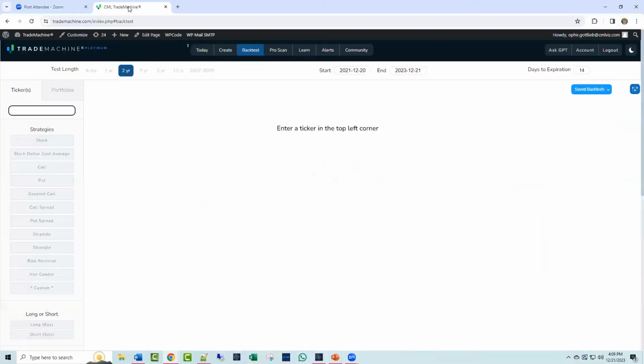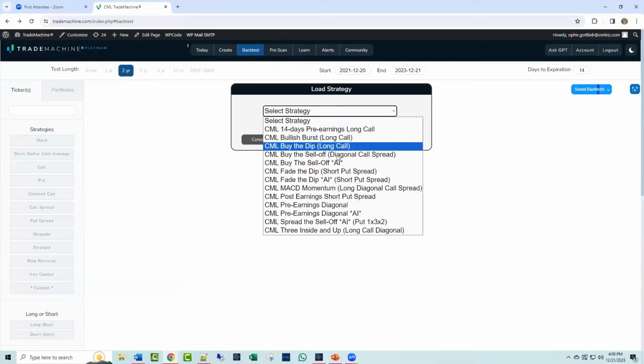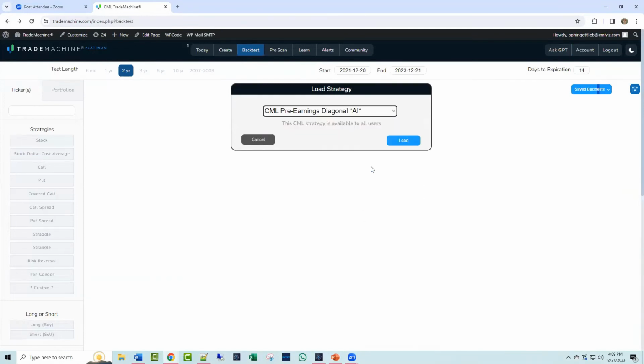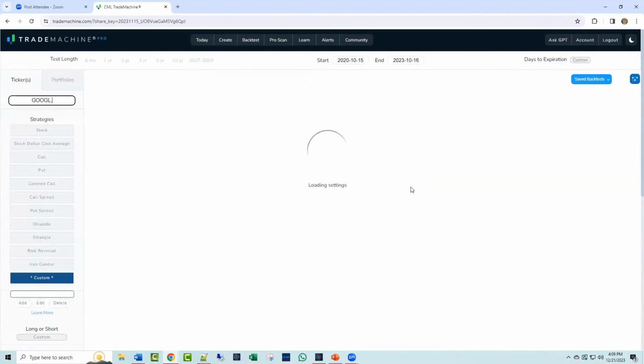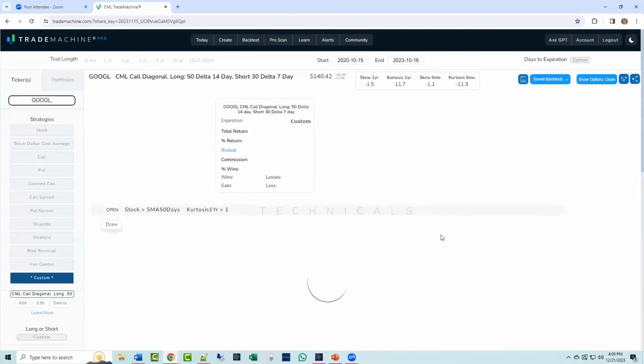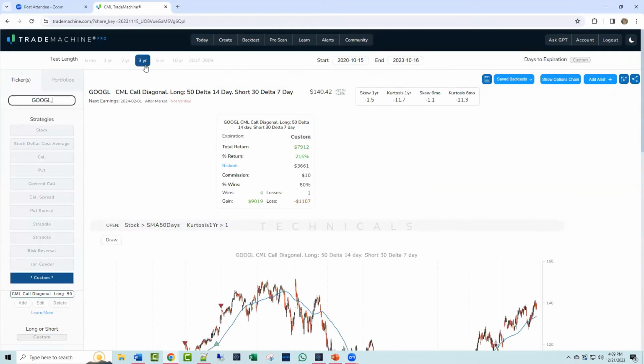It's really easy. We'll now do TradeMachine. We're going to go to the backtest tab. Nice and easy. We're going to go save backtests. Today we're doing the pre-earnings diagonal with AI. So I just select that and I load it. It's going to load a single ticker. Just let it do its thing. No problem. Great. Let's switch it to 3 years.